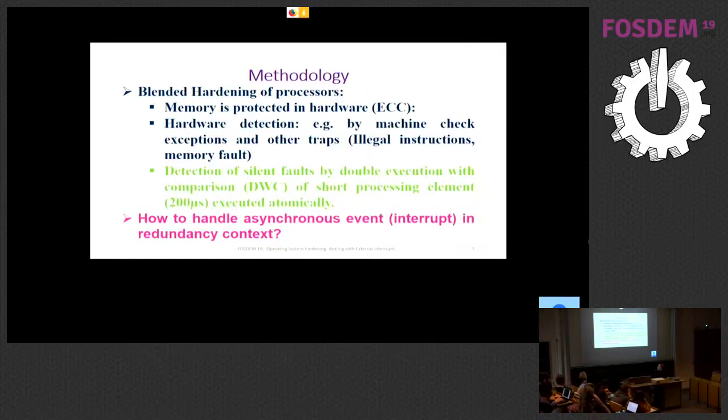We rely on double execution with comparison of short processing elements which last at most 200 microseconds and are executed atomically. The problem now is how we handle the coherency of the system and the performance impacts while we are executing the sequence of instructions redundantly, and in the presence of external interrupts, which are asynchronous events.